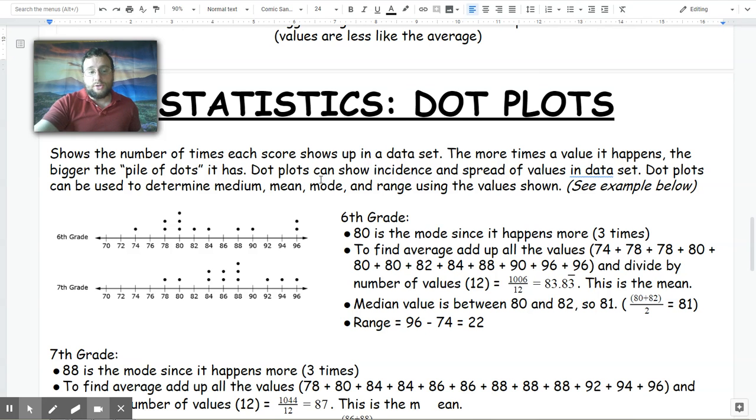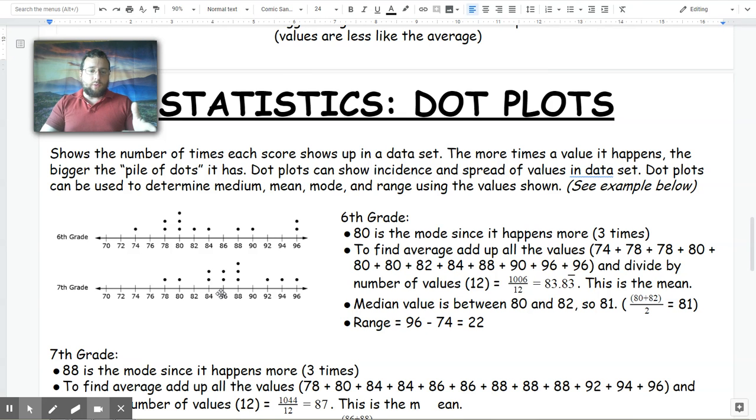So for example, here in 6th grade, you can see a gathering of values between 78 and 84, while in the 7th grade, a bigger gathering happens between 84 and 88. That alone tells you that there's a substantial difference between what 6th grade and 7th grade are doing in these test scores. Now, dot plots can also be used to determine the mean, the average, the mode, and the range, because all the values in the data are here.